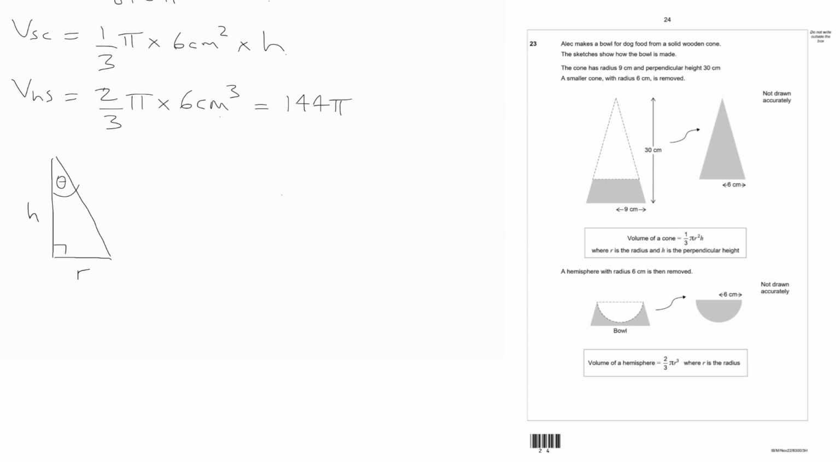So what we can say here is, if we remember our basic trigonometry, we have this side h, that's the adjacent side, and this radius is our opposite side.